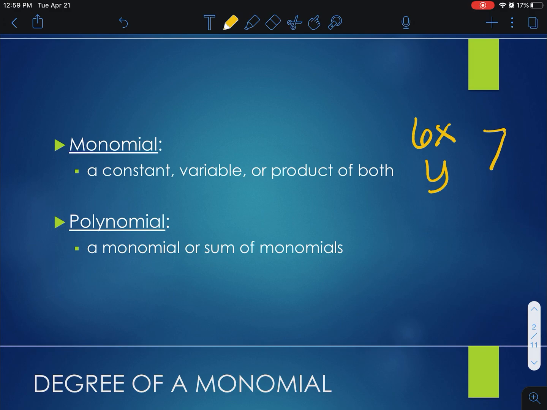A polynomial is a monomial or a sum of monomials. So basically, if we take two or more monomials and add them or subtract them, we have a polynomial. So an example would be 6x plus y minus 7 would be a polynomial.